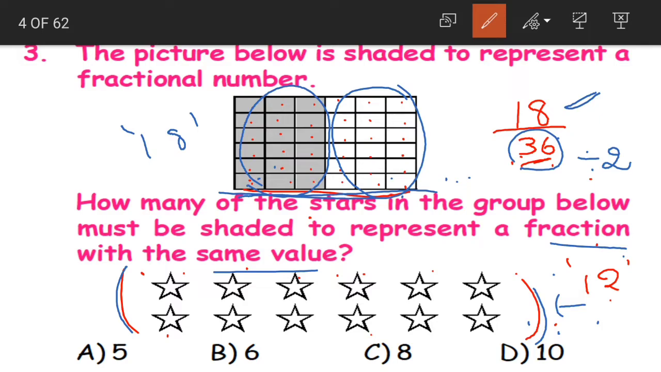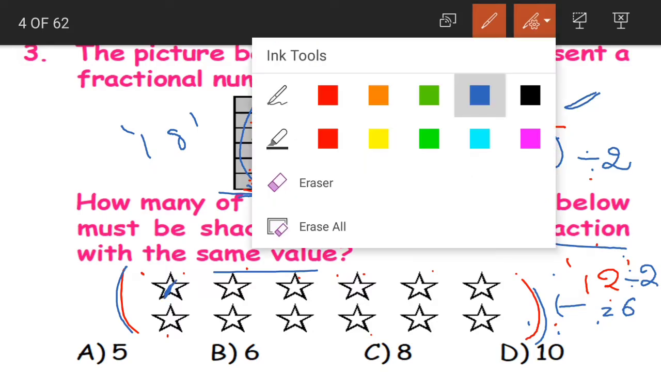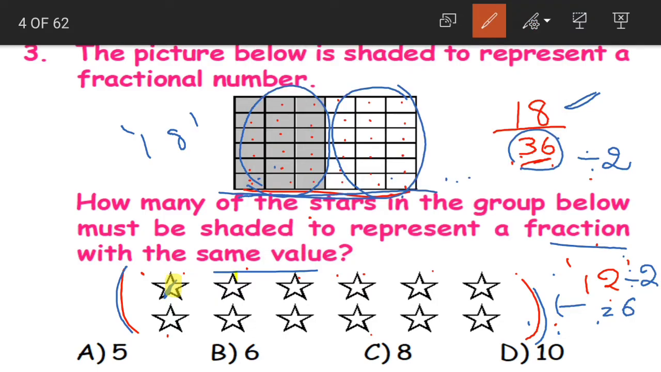Now what will be the half of this? 12 divided by 2 will be equal to 6. Yes, so 6 of the stars are to be shaded. 1, 2, 3, 4, 5, 6.